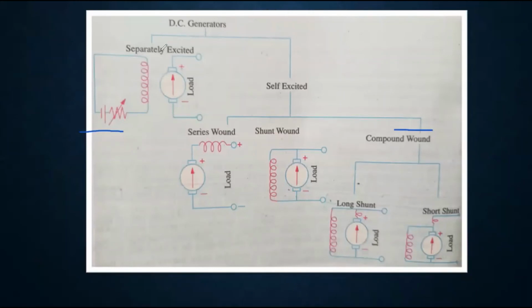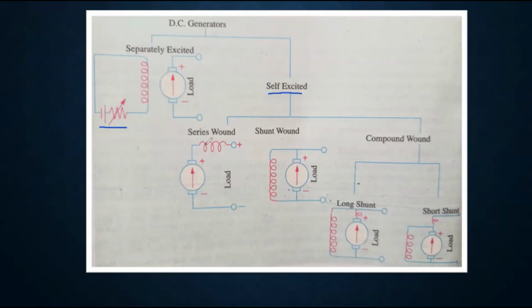It can be classified into separately excited, self-excited, and also permanent magnet. In separately excited, we can see we have an electromagnet here. That electromagnet is given supply from a separate source of power. And then you can see here we have self-excited. In self-excited, the electromagnet gets the current from the generator itself.